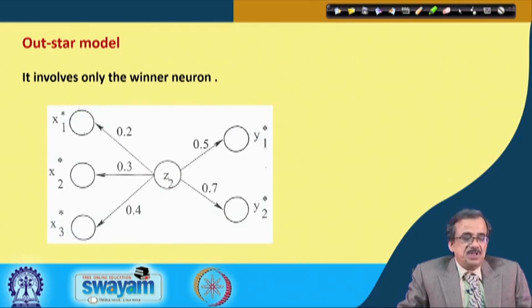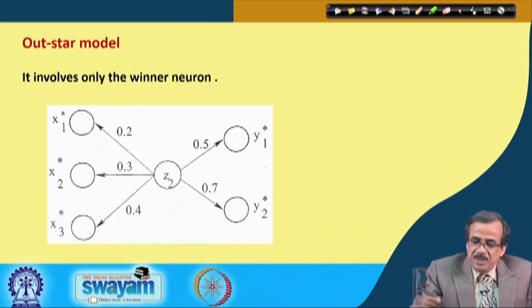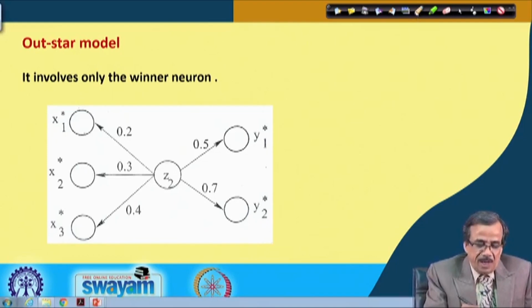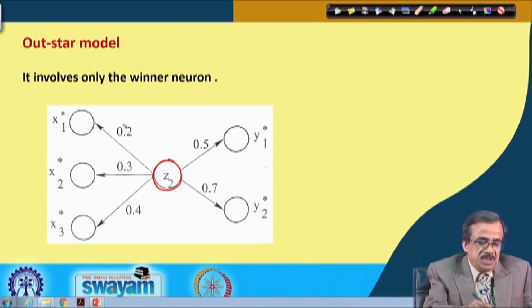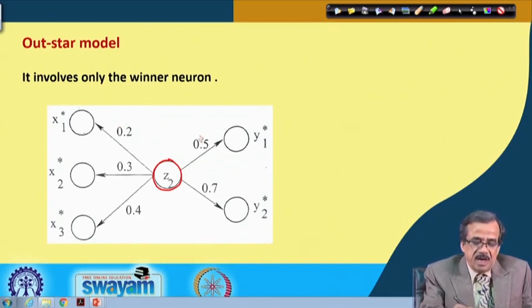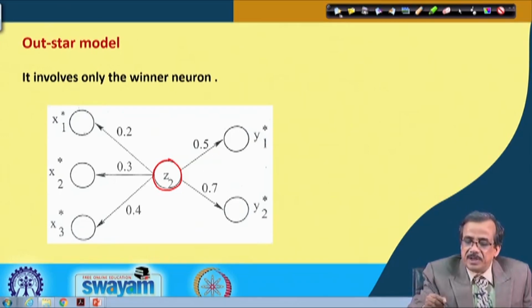now we are in a position to carry out the outstar model. Here in the outstar model, we will have to consider the winner hidden neuron, and that is nothing but Z2. And if you see, this is one set of connecting weights, another set of connecting weights, and those connecting weights once again we will have to update.